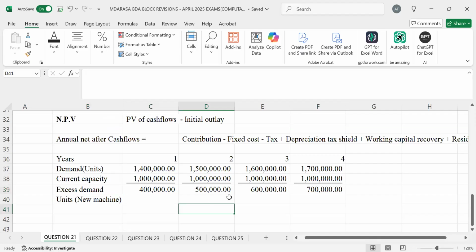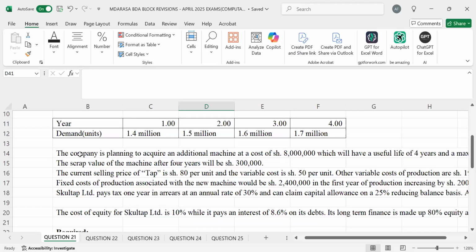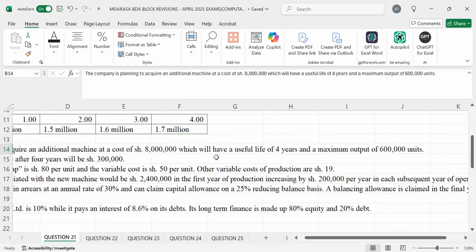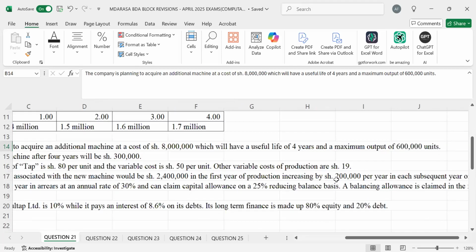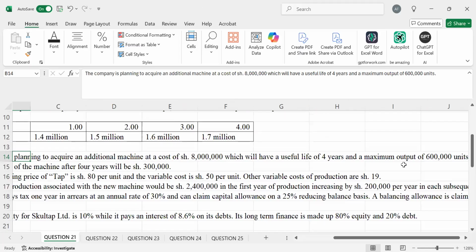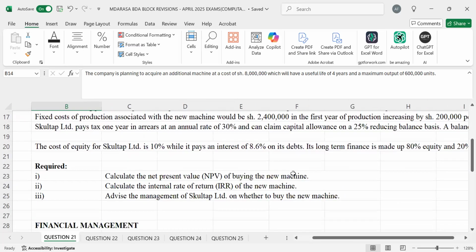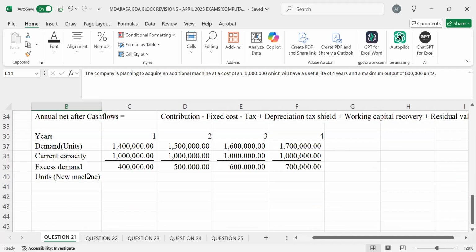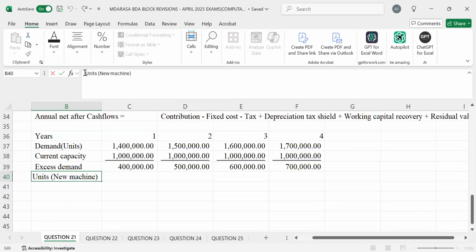Excess demand is the reason why we are purchasing the new machine, to cater for the excess demand. But in the same sentence, you're told that the maximum output this machine will give us is only 600,000 units. So what is the demand associated with this new machine? Demand units associated with the new machine.